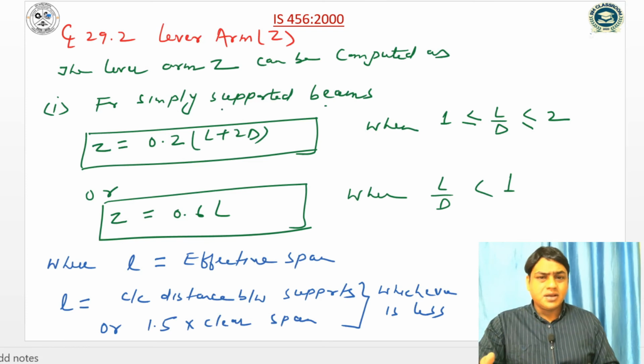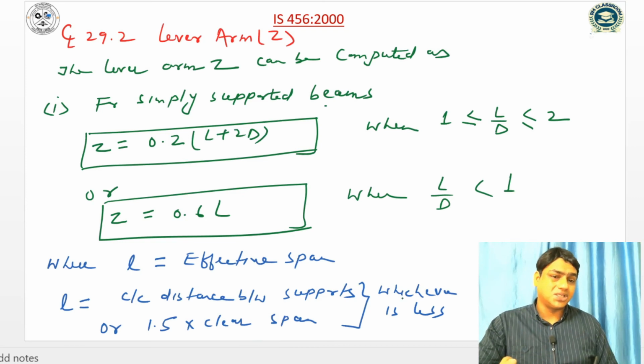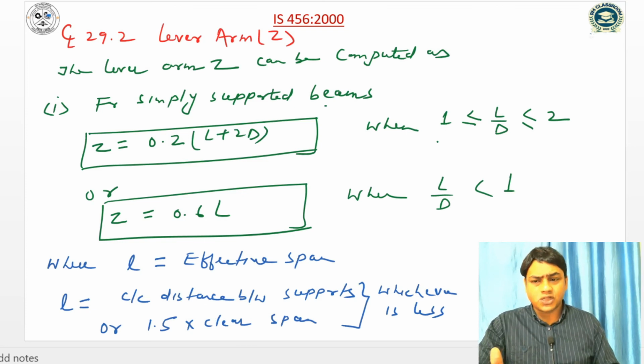So for a simply supported deep beam, if the ratio of effective span to overall depth lies between 1 and 2, including 1 and 2, then we compute the lever arm from this expression, or otherwise from that expression, where effective L is the effective span. The code suggests that the effective span is either the center to center distance between the supports or 1.5 times the clear span, whichever is less. So firstly we find the effective span by this criterion, and once we have computed it, we can use it in one formula or the other, depending on the ratio of effective span to overall depth.